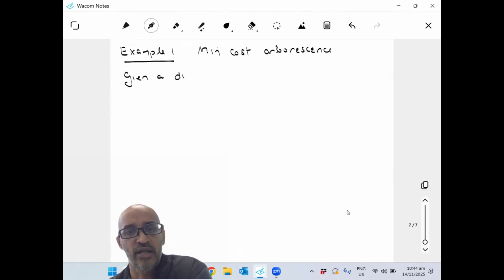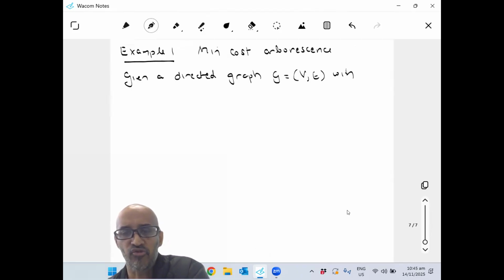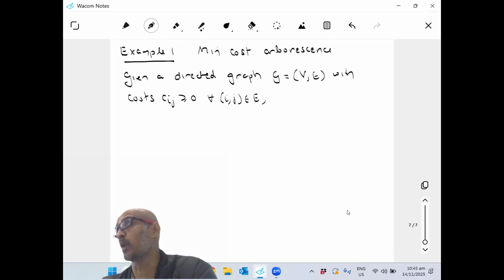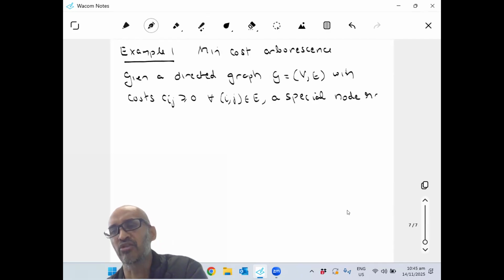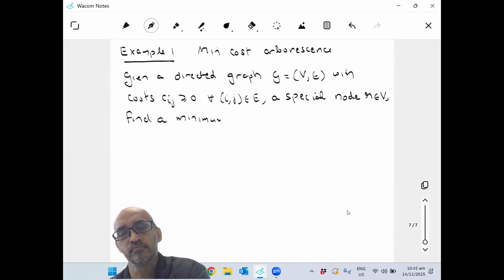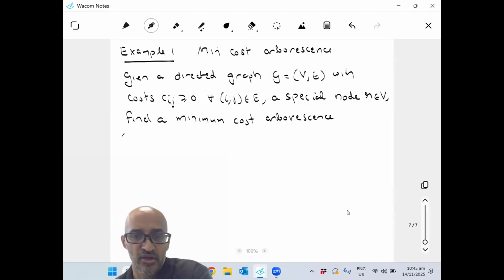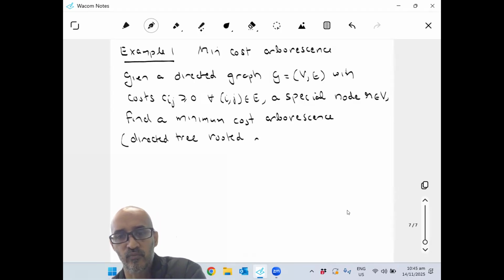So given a directed graph, with some non-negative costs Cij for every arc in the graph. And let's say there is one special node, let's call it R. The goal is to find a minimum cost arborescence. So what is an arborescence? It's basically a directed tree that is rooted at R, connecting to all nodes.